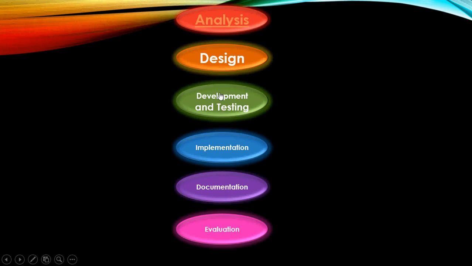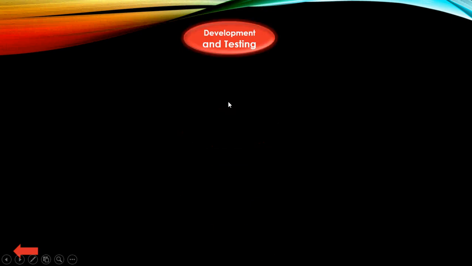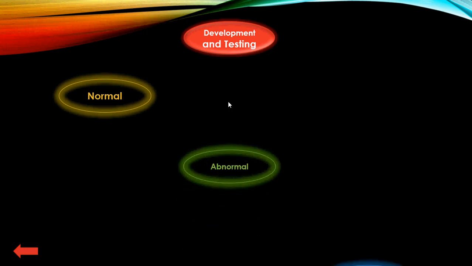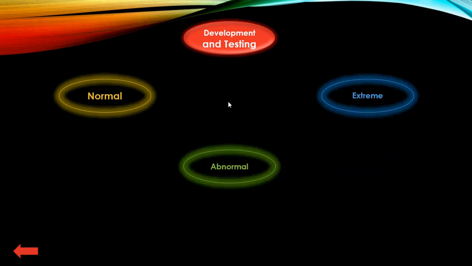But in development and testing, we will talk about the testing. As we said before, in development, you will edit your design. You may return back to your design or return back to the analysis step. What is the meaning of testing? In testing, you should know 3 values: normal, abnormal, and extreme.